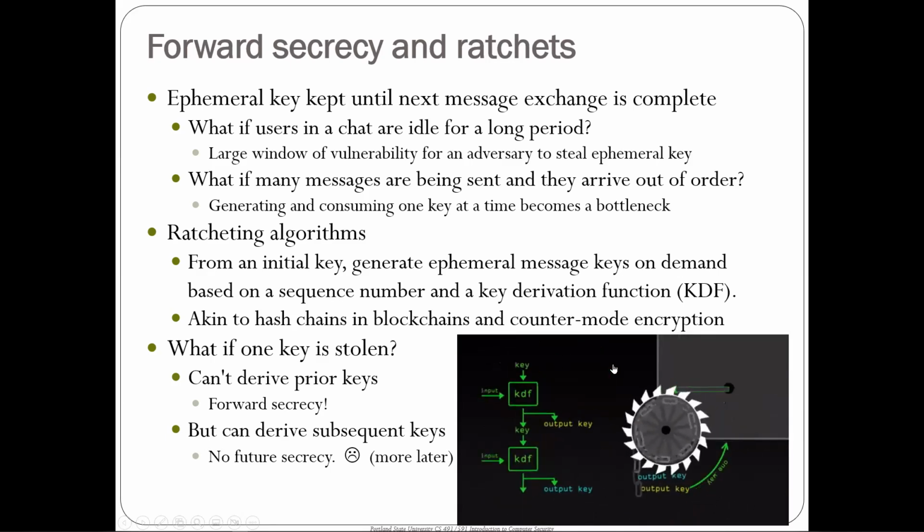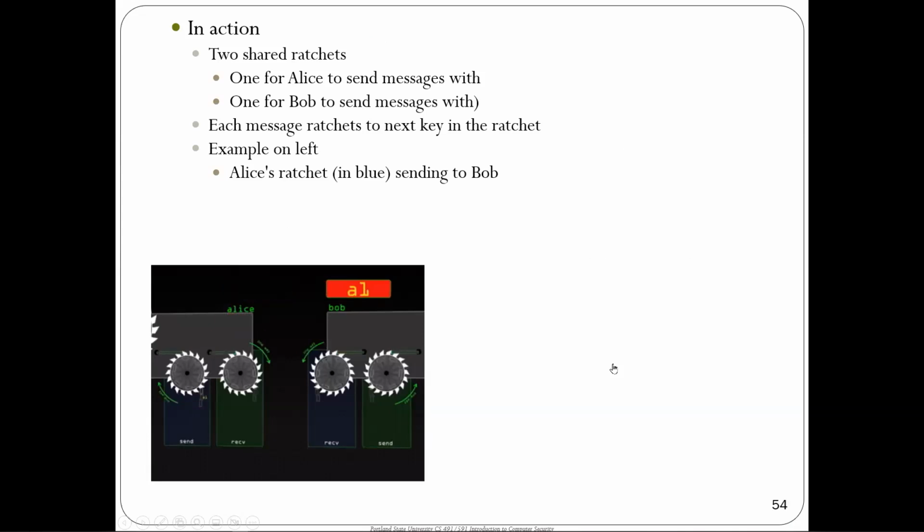But this is an animation of it being done. You have two shared ratchets. So Bob has one sending to Alice, Alice has one sending to Bob. And they each have these pairs of ratchets that have to be in sync. So this is keeping it in sync with sequence numbers. This is the animation for doing that. And so you'll have Alice's send ratcheting with Bob's receive, and then Bob's send ratcheting with Alice's receive.